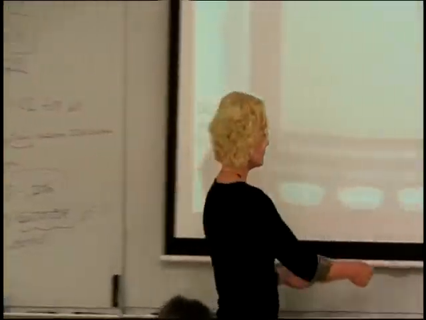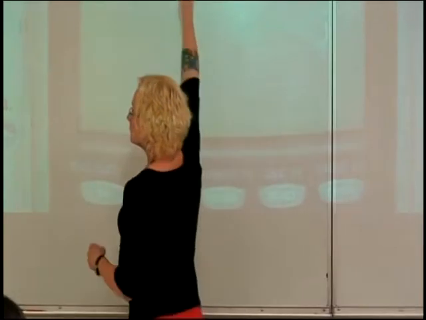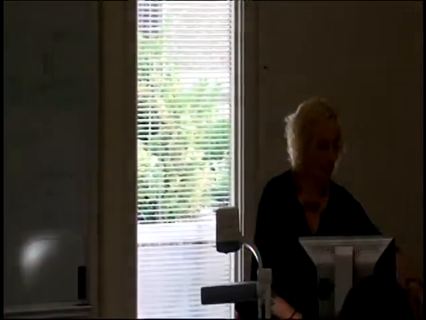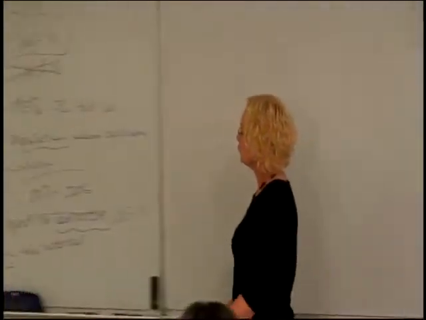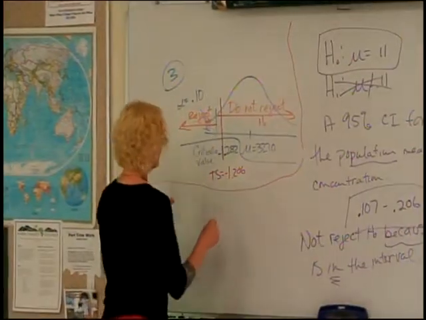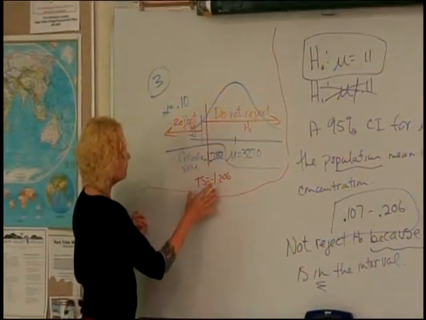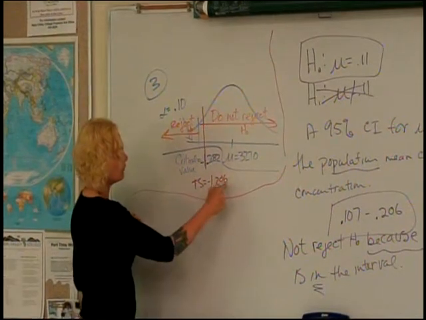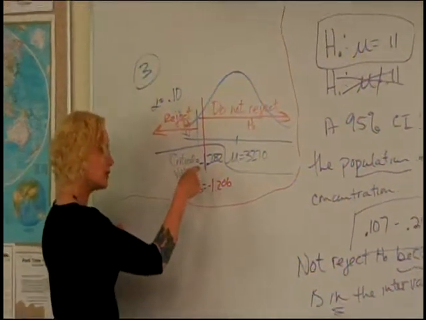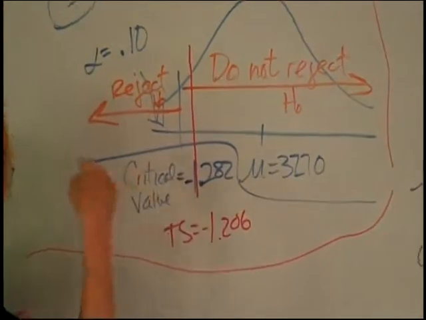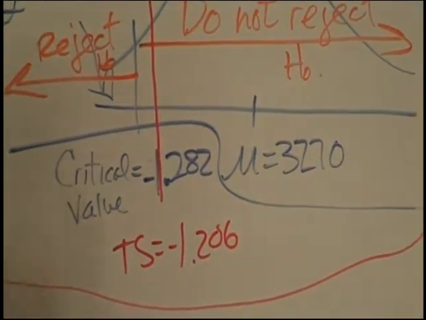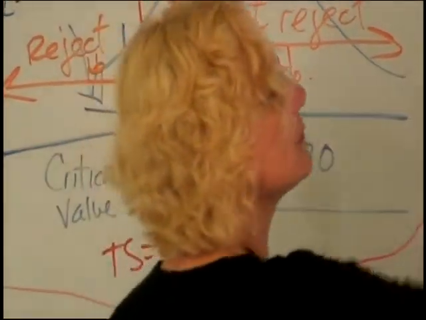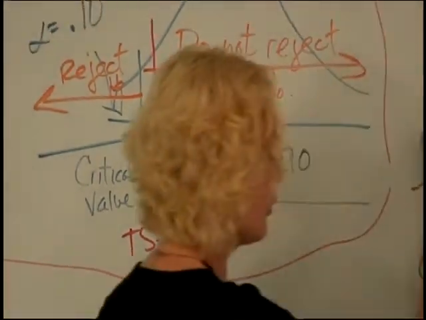Do you agree? Let's go back to our example down there. That was the baby weight problem, I think, right? Now, do you agree that the 1.206 is really darn close to the negative 1.282? It's really close. But our result didn't say that. Our result just said, do not reject H0.